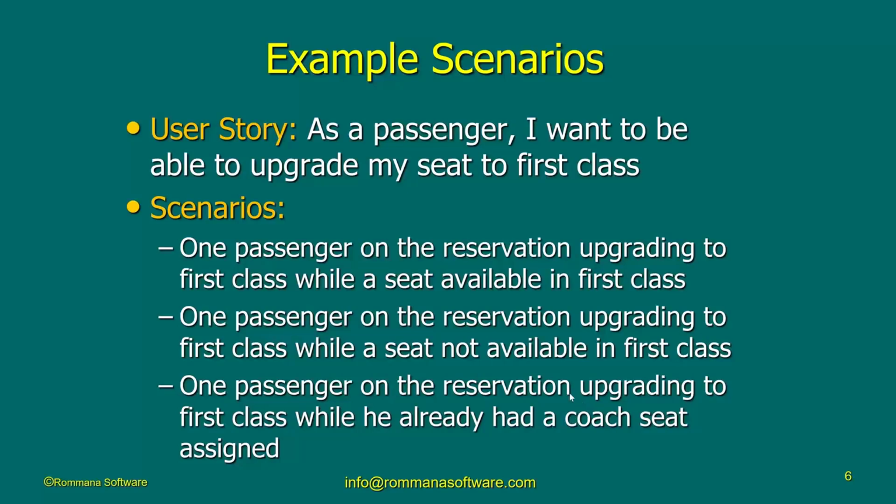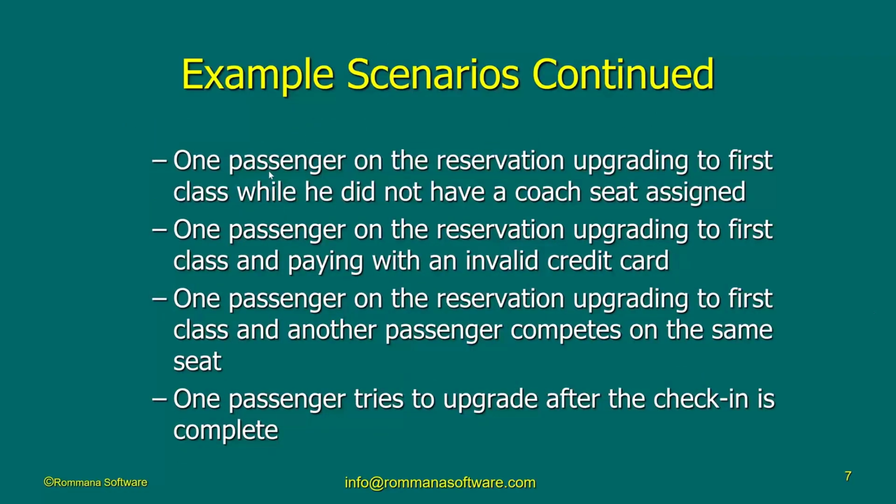If I go to the next slide to show you the next scenario, it's the same thing here, except the person does not have a seat assigned in coach class. As you can see, there is a difference between the 2 scenarios. Now in this scenario, the person is using an invalid credit card. This would become a negative scenario, right? Because it's using invalid data.